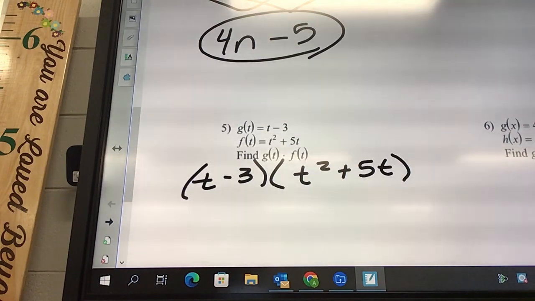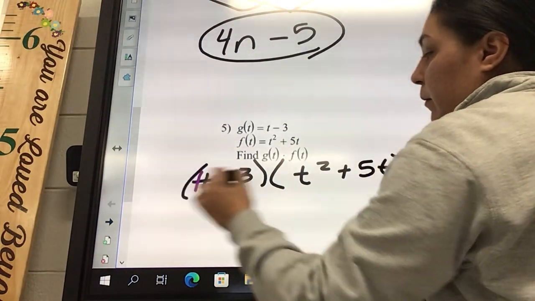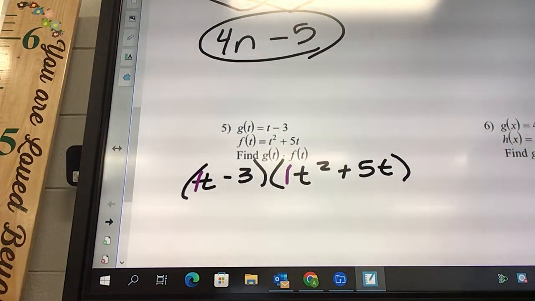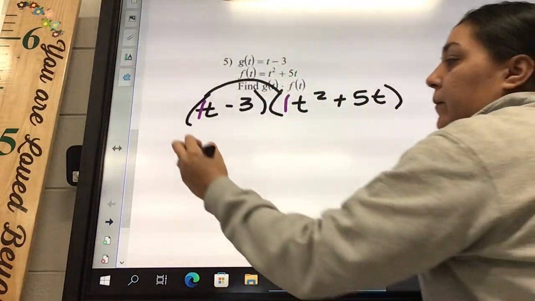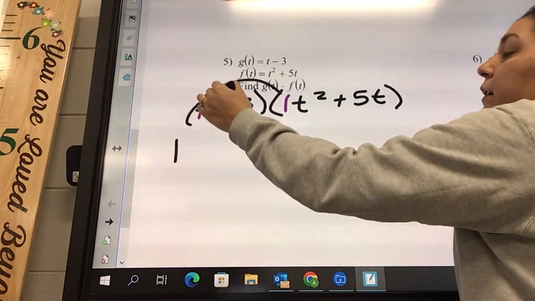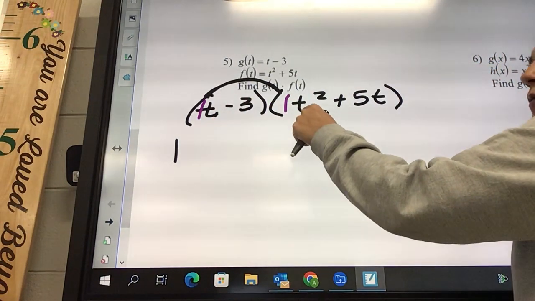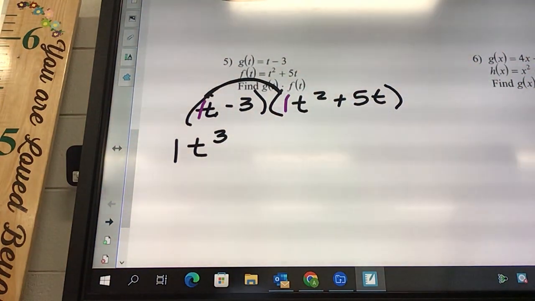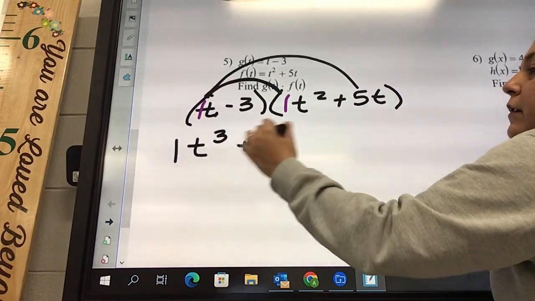Okay, where can we put some 1s? Yep, so we can fill both those in with 1s. Okay, so I got 1 times 1. And then from here to here, how many t's are there? This guy's got 1 and he's got 2, so it's going to be t cubed. Okay, 1 times 5. 5.